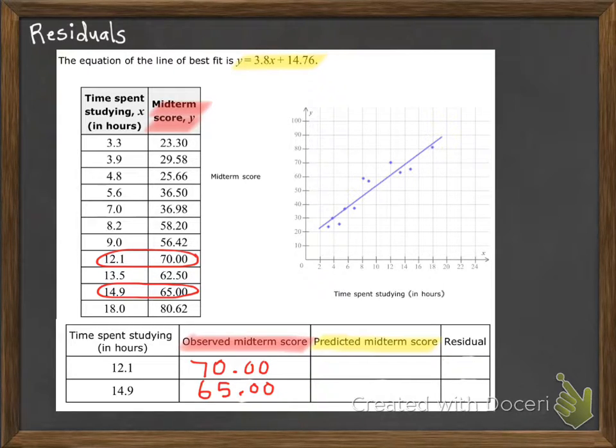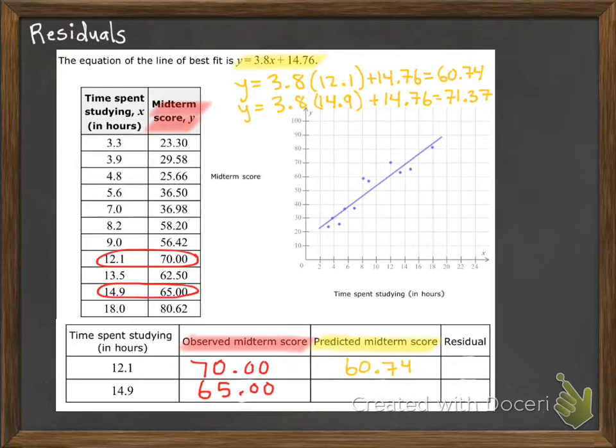In order to find the predicted score, we're going to have to plug those values into our equation. If we go up to our line of best fit equation and we plug in 12.1, the answer we get is going to be the predicted midterm score, 60.74. Now we're going to go up to our equation and plug in 14.9. The answer we get, 71.37, is the predicted midterm score for someone who studied 14.9 hours.